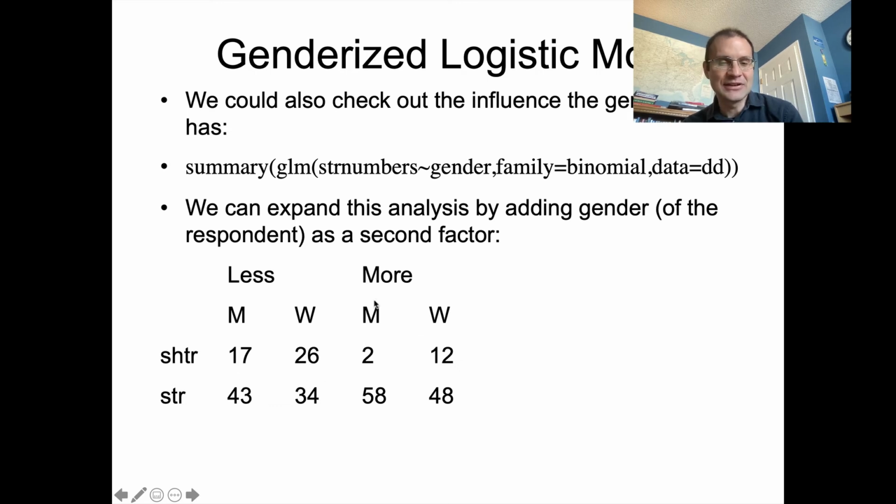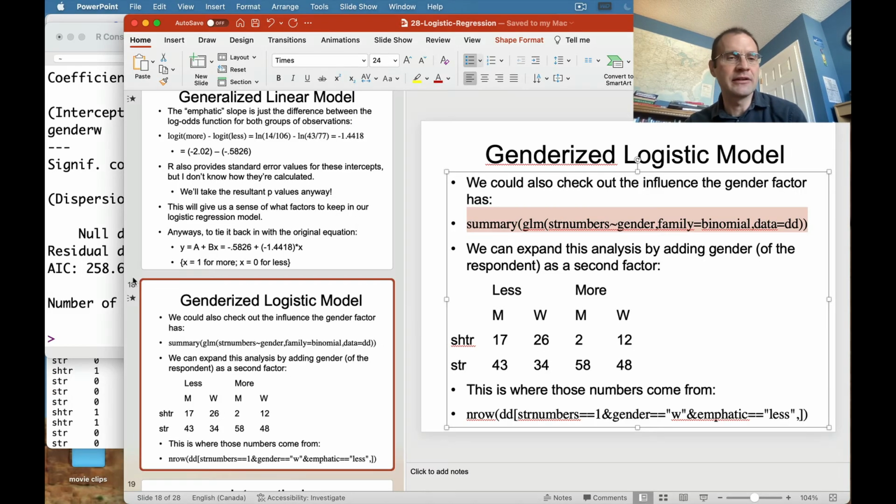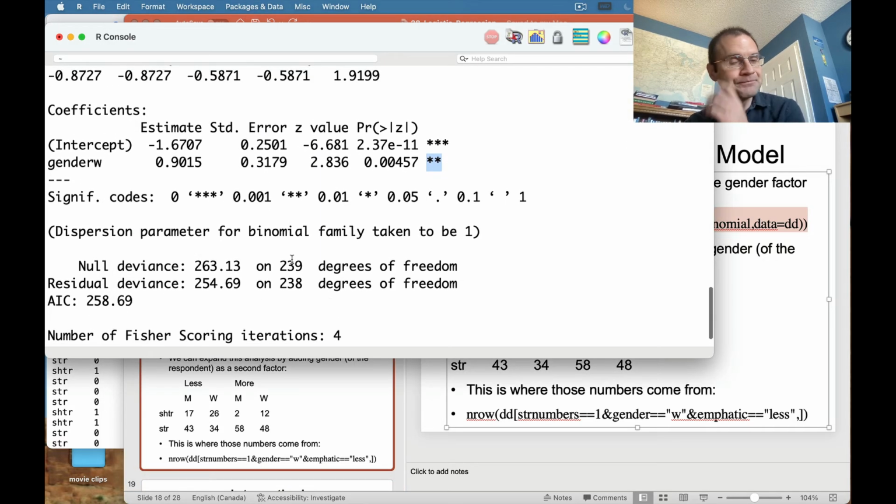It's the same sort of balance, more or less, in the more emphatic context, where you get 12 STRAs and 48 STRAs for the women, and just 2 STRAs for the men, and 58 STRAs for the men for the more emphatic context. So it looks like the overall balance is the same, and women are just producing more STRAs than men in general, and we can kind of confirm that with this model, right?